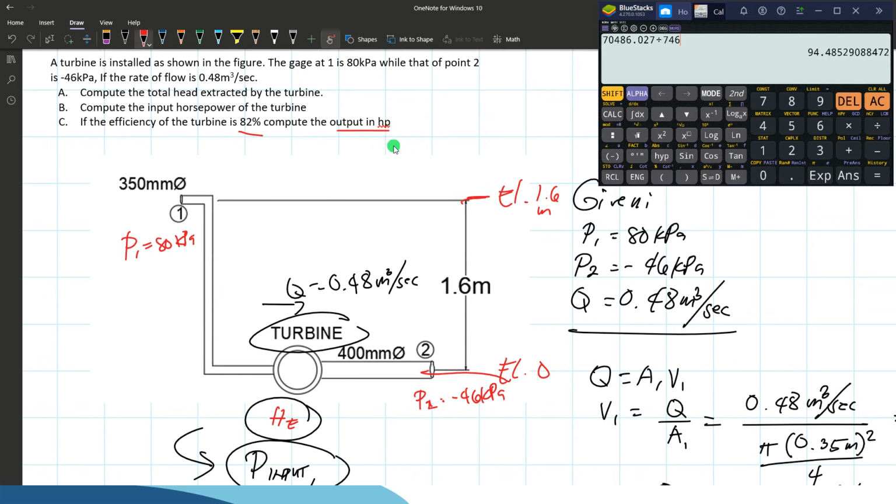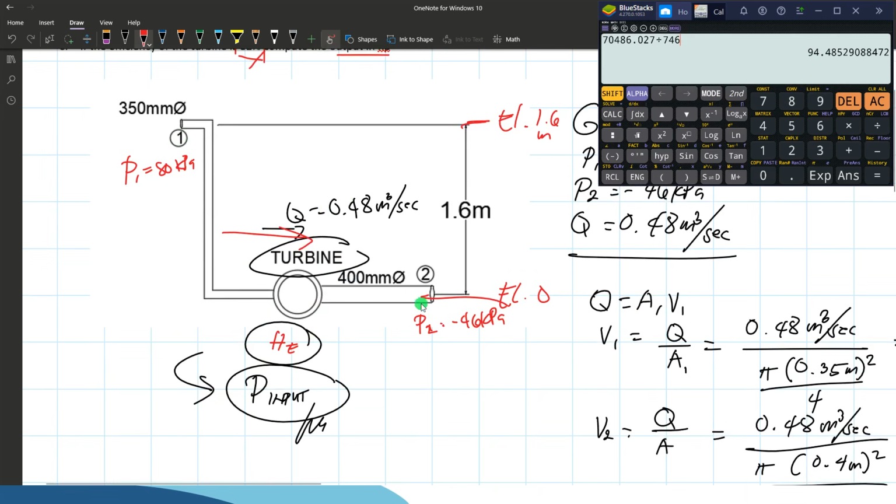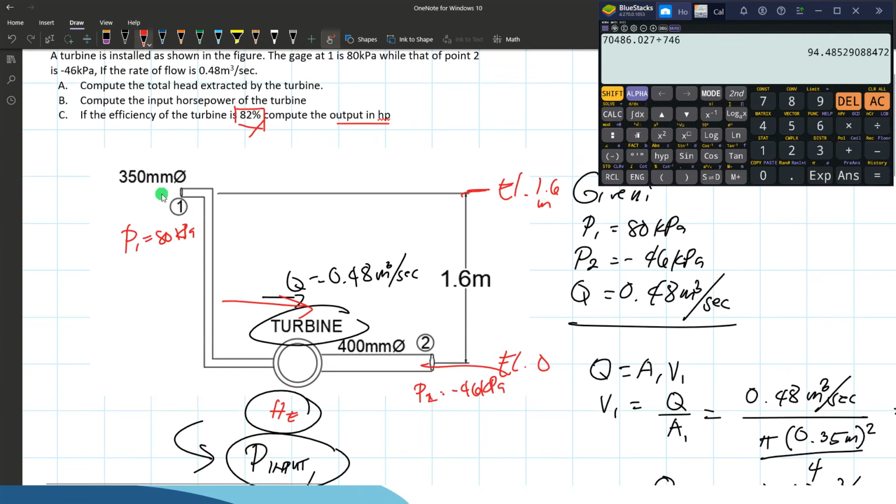Then for letter C, the efficiency of the turbine is 82%. Compute the power output. So it means class, if the turbine is 82% efficient, the power generated by the turbine is only 82% of the input power that is being applied here in the turbine. So you can only generate 82% of the energy being transported from the upstream going to the downstream.